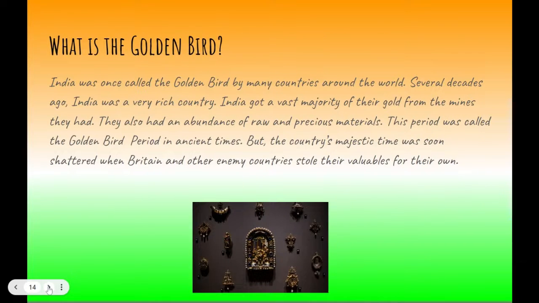What is a golden bird? India was once called a golden bird by many countries around the world. Several decades ago and centuries ago, India was a very rich country. India got a vast majority of their gold from the mines they had. They also had an abundance of raw and precious materials.